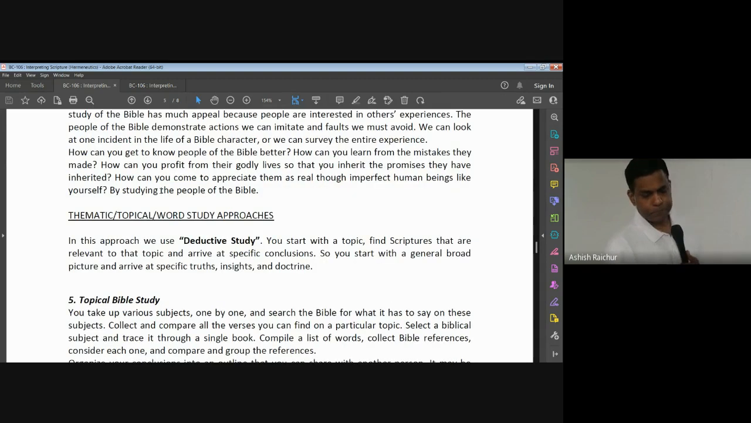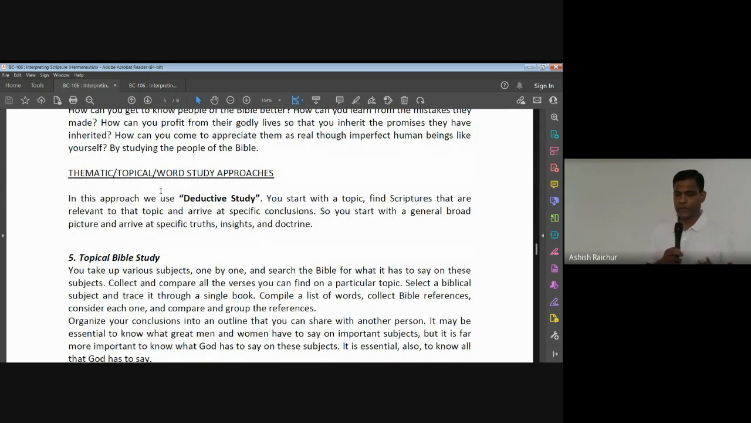Other methods of study have to do with themes or topics or word study, right? So that's another way. It's also called deductive study. That means you put all the information together, and then you draw conclusions from that. Then in inductive study, you're going into the passage to find out. So you're doing observation, interpretation, application. In deduction, you're putting all the pieces together and then you're saying, okay, what comes out of this when I put all the pieces together? So that's deductive. You're drawing conclusions based on all the information put together.